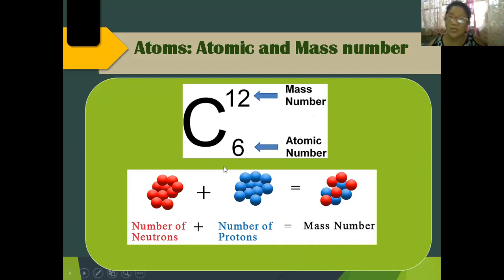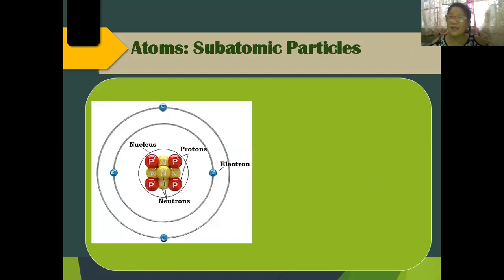So if carbon is 6, meaning how many protons? 6. How many electrons? 6. Then how are we going to know the number of neutrons in a carbon atom? We have this formula: the mass number is equal to the number of neutrons plus the number of protons. To solve for the number of neutrons, transpose the number of protons, or the atomic number. Therefore, the number of neutrons is equal to the mass number minus the number of protons. What is the mass number? 12. What is the atomic number? 6. 12 minus 6. Therefore, in carbon, there are 6 neutrons, okay? That's it. So these are the subatomic particles.